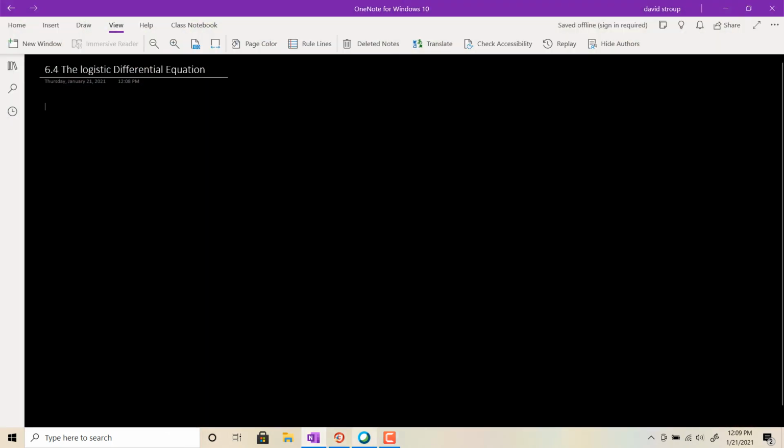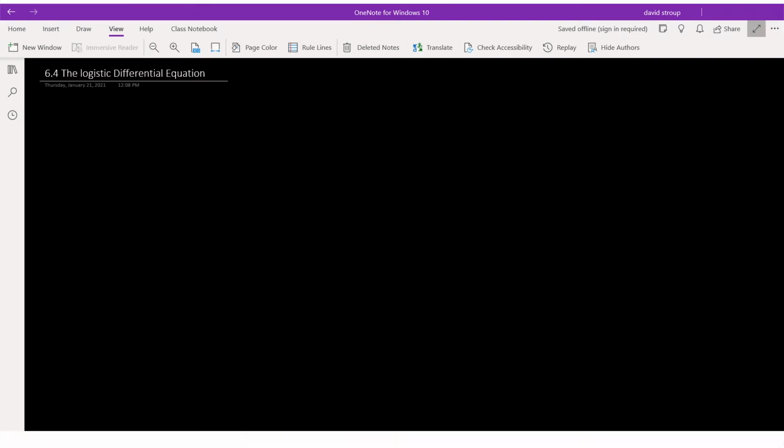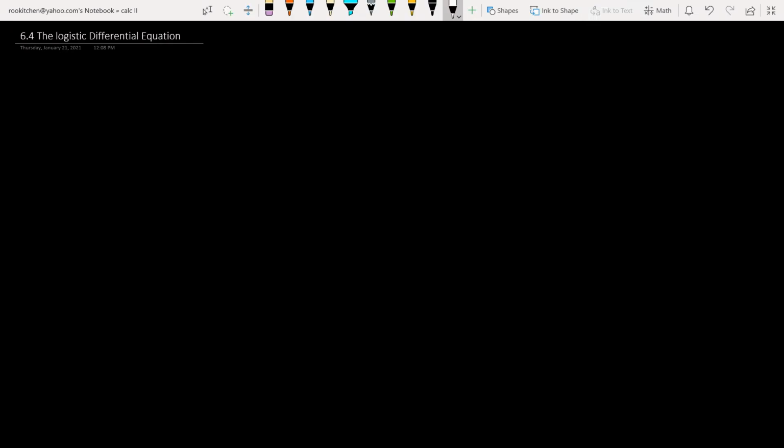Hey, welcome back. This is 6.4, and what's going to happen here is we're going to get another mathematical model, this time being a little bit more realistic than what we saw with the exponential growth model. In particular, there's this thing called a limiting capacity that keeps the population from just getting humongous, right? So we'll begin with the definition.